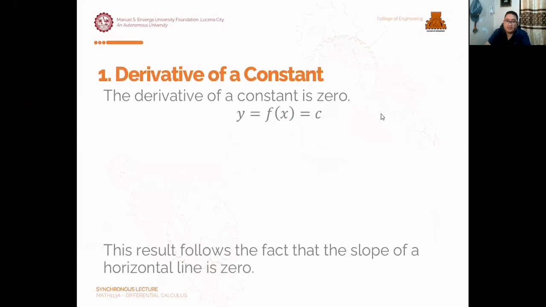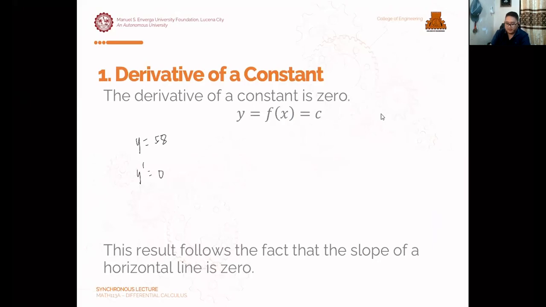The first one is called the derivative of a constant. It says that the derivative of a constant is 0. So, when you see a function, an equation where y is equal to a certain constant value, its derivative or slope is always equal to 0. For example, y is equal to 58. Okay? Since 58 is a constant number, when we take the derivative, that is always 0.